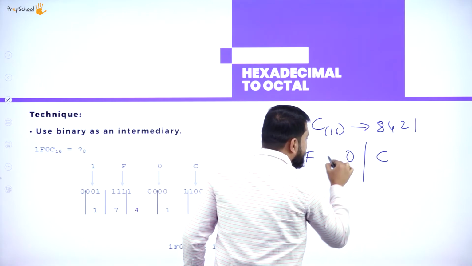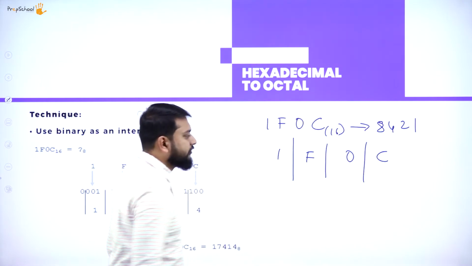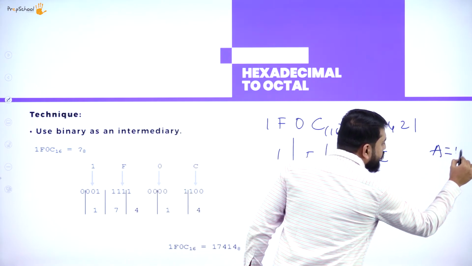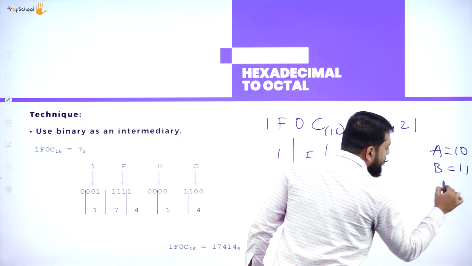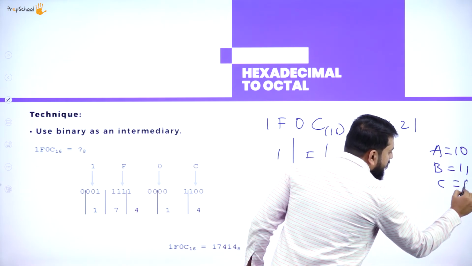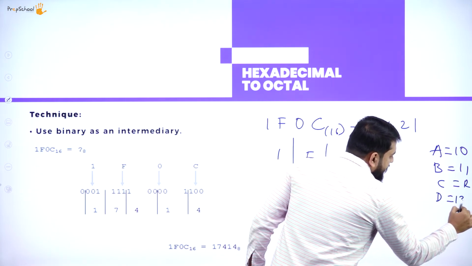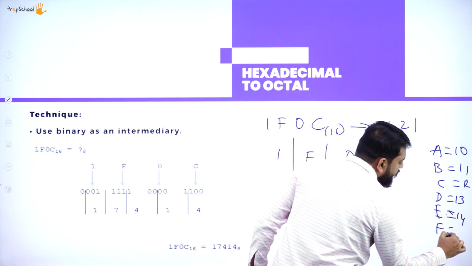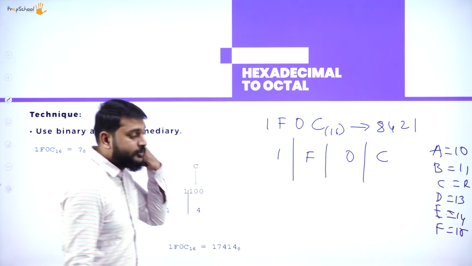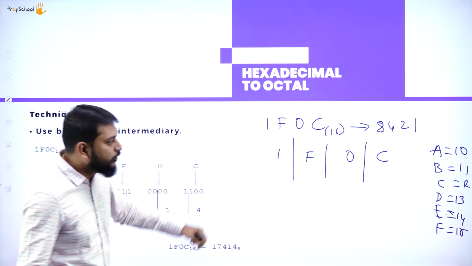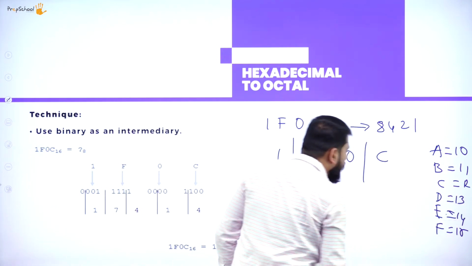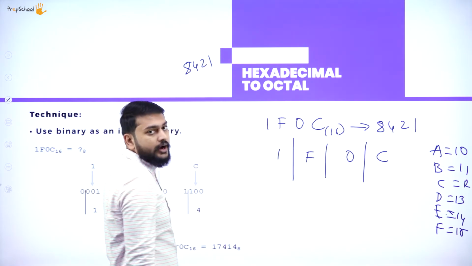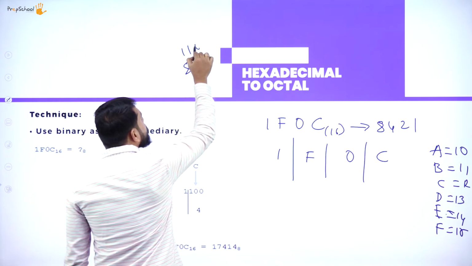So how do I represent C, 0 and F? So C in the sense, what is that? Please recollect, A is equal to 10, B is equal to 11, C is equal to 12, D is equal to 13, E is equal to 14, F is equal to 15. So this is what we have. What is the C value that we have? C in the sense 12. How do I represent 12 using 8421? I should write 1100.